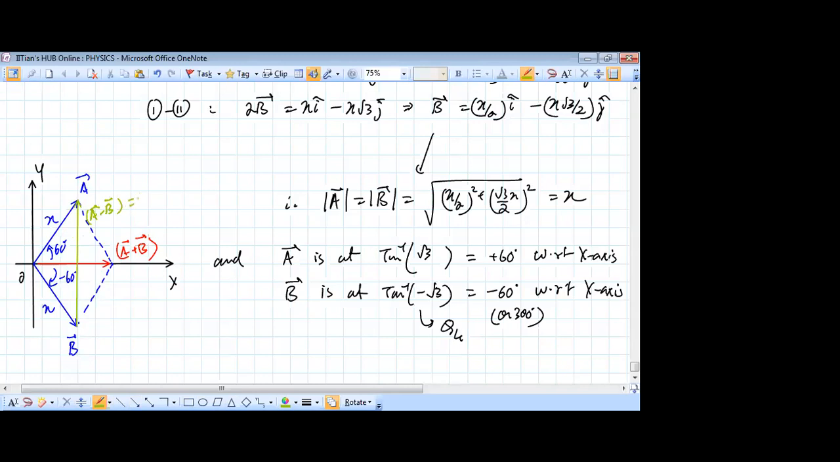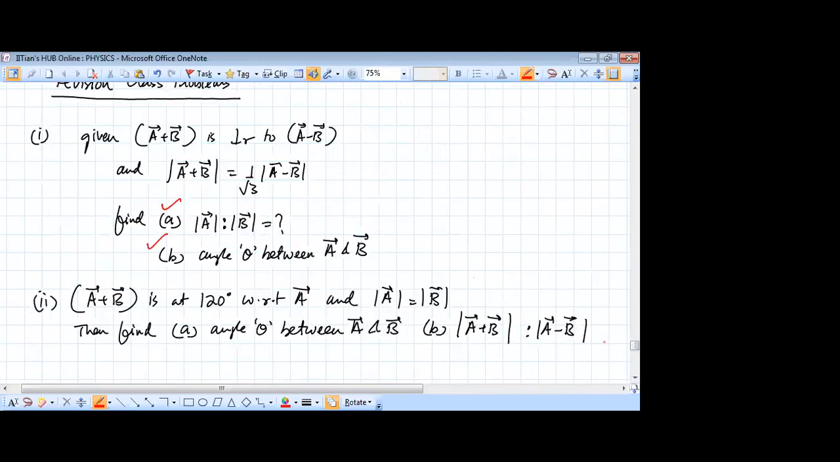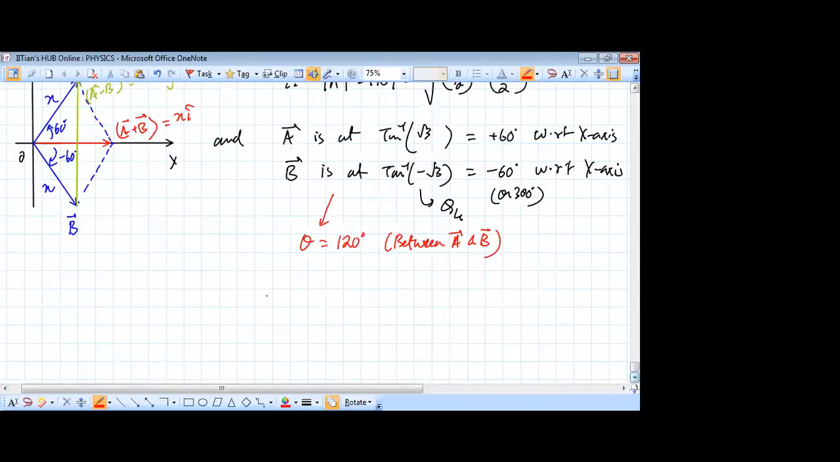Okay. So realize from geometry, this is root 3x j cap. And from geometry, this is x cos 60. So that's half. So x by 2 plus x by 2, so that's x i. So the angle between them, theta, is equal to 120 degrees between vectors A and B. So that becomes the answer to this. A is to B is 1 is to 1, mod A is to mod B is 1 is to 1 and theta is equal to 120 degrees. This is the answer of part A.